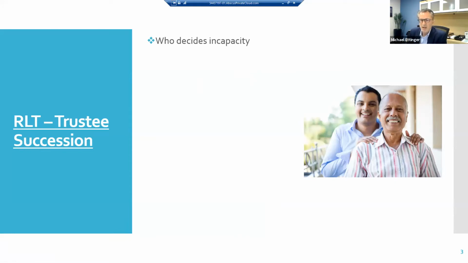We like to make it easy. We're practical attorneys here at Ettinger Law Firm. We like to do things that work in practice. We're not tied up in theory. So what's practical is for you to name people that you trust. You can name two of them tacked together, but name the people you trust to decide if you're unable to handle your legal and financial affairs.